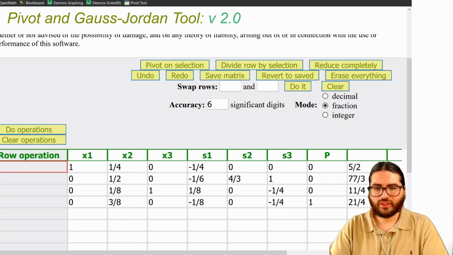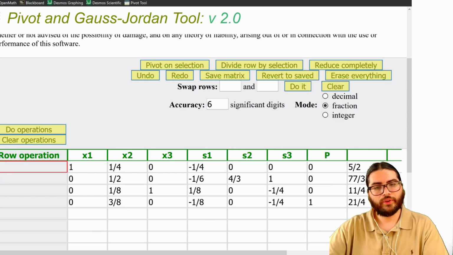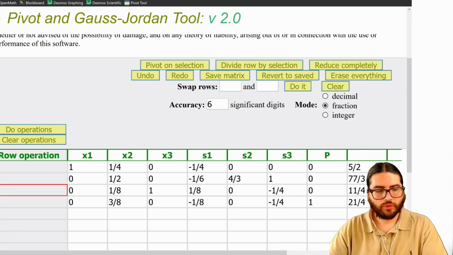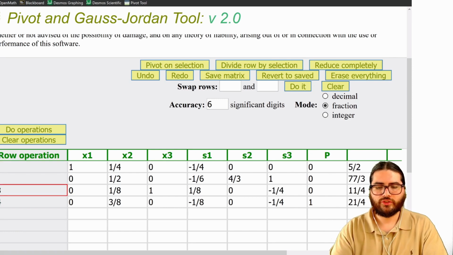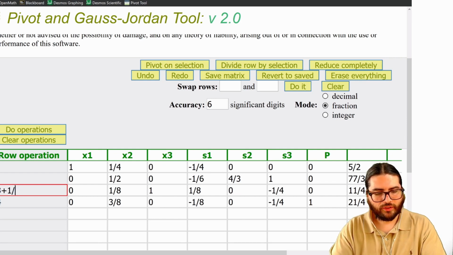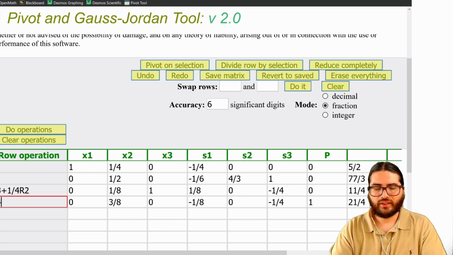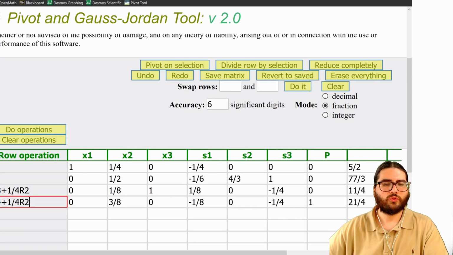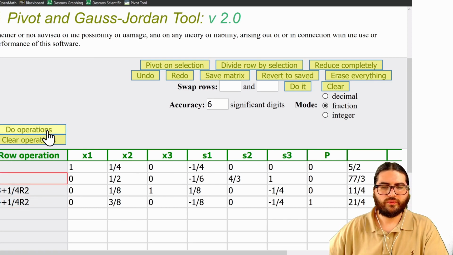Now, row 1 does not need to change. There's already a 0 up there. But row 3 and row 4 do need to change. Cancel out a negative 1/4, I'll need a positive 1/4. Cancel out a negative 1/4, I'll need a positive 2. Do these things. Thank you.